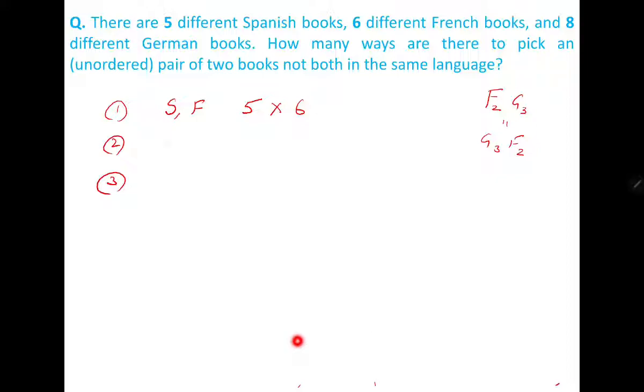The second case is I pick a Spanish book and a German book. So now the possibilities are 5 cross 8. And the last case is a French book and a German book. So the possibilities are 6 cross 8. So 3 subcases are there, and to have the final answer, I must add them. So why am I adding them, and why am I multiplying them? For this I have to look at the addition principle as well as the multiplication principle.